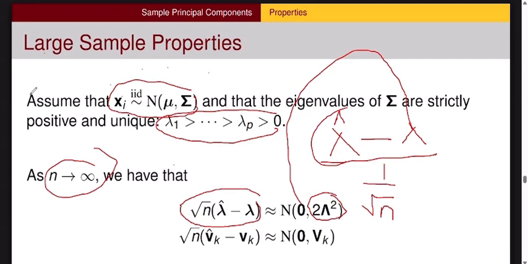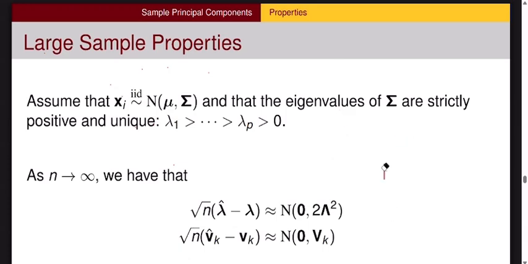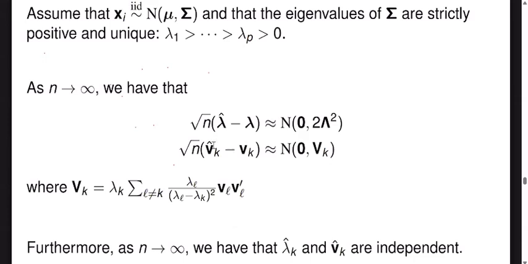Now what if I am also interested in the distribution of the eigenvector? The difference between the estimator and the mean of the eigenvector follows a normal distribution with a mean of 0, and this has the variance. The assumption here is that my eigenvalues and my eigenvectors are independent, and that's why you see them distributing independently.